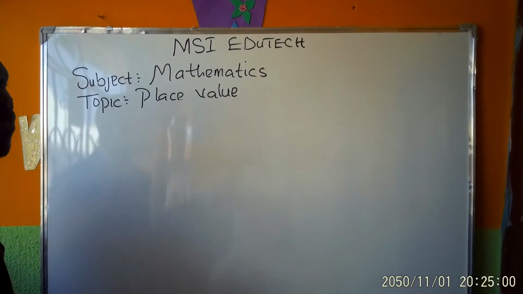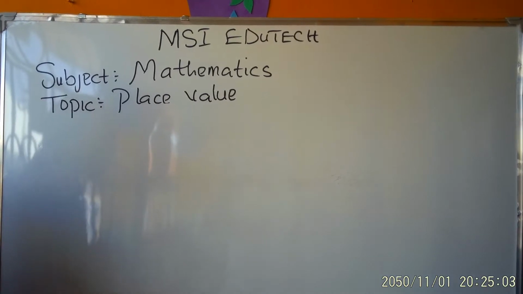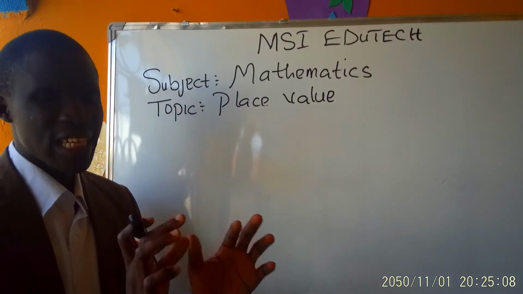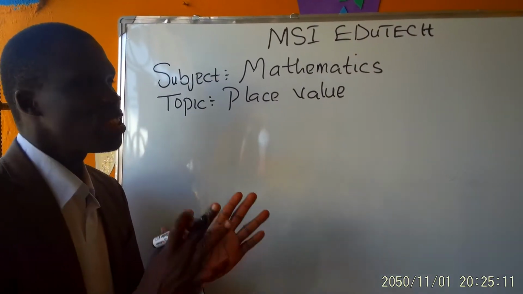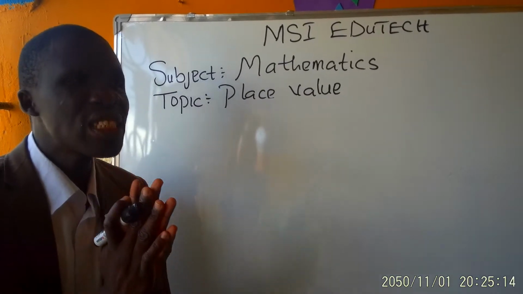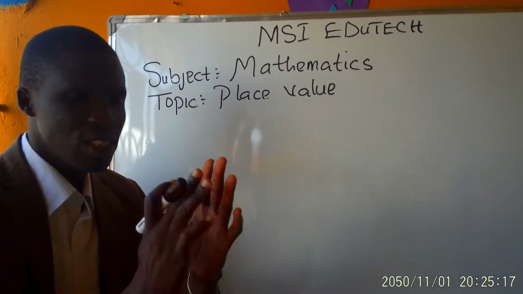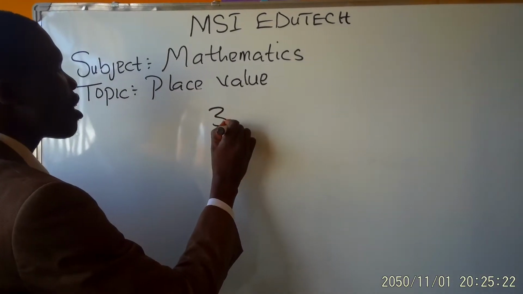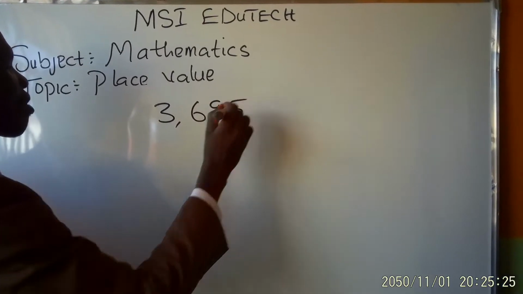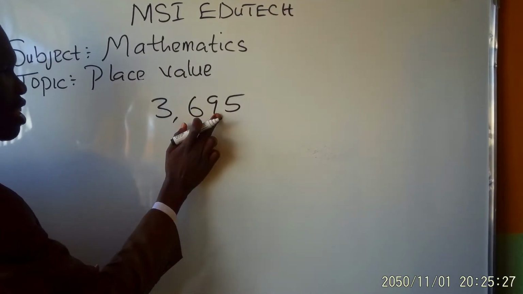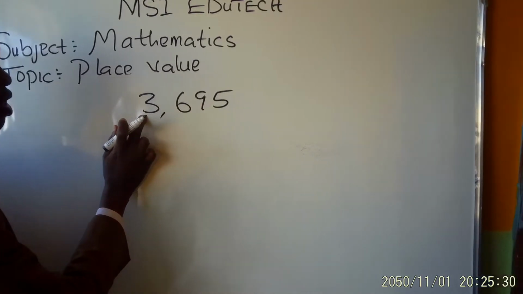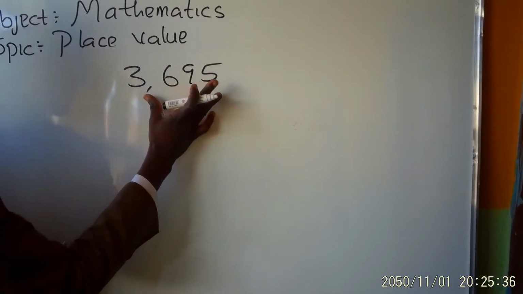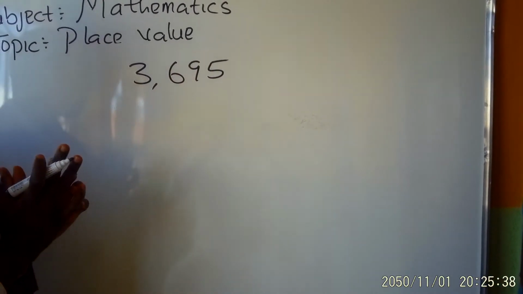Now place value simply means the value of the position of each digit in a set of numbers. This is not just grammar. Let me take you through this. If you have 3, 6, 9, 5, we call each of these a digit: 3, 6, 9, and 5. So that means we have 4 digits here. That is what I mean by digit.